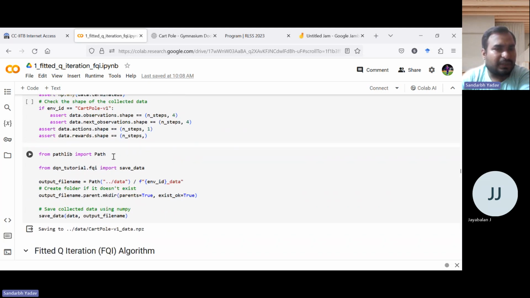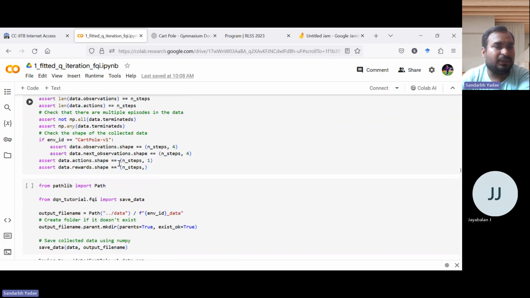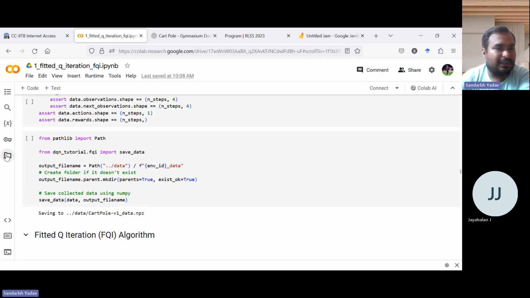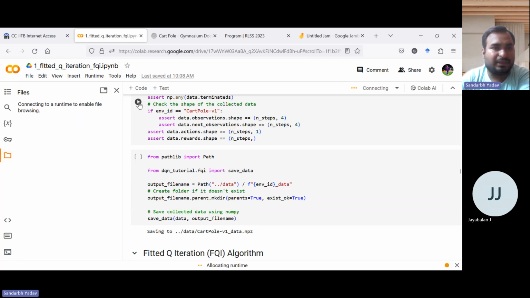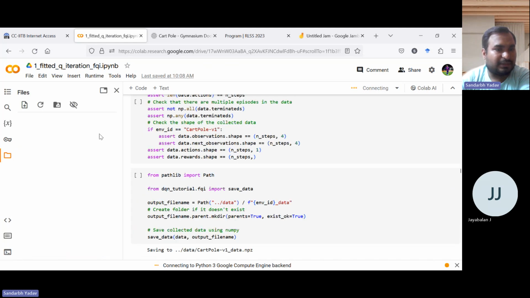Now they are also storing this data as an output file. Remember this output file name, because we will be using this variable again later. So they have collected this data and stored it. Since I'm not connected to runtime, once the data is collected, it will show up here somewhere.